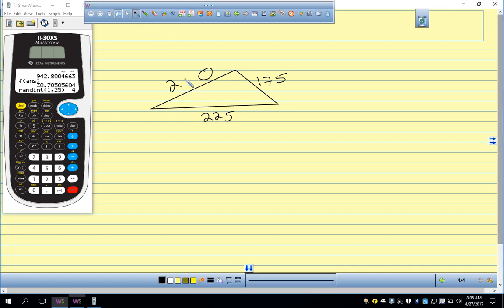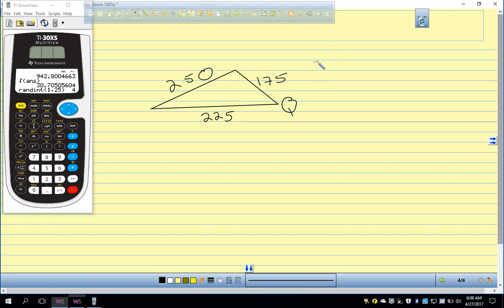250. Okay? And I'm going to call this find Q. This is Q over here. So if I'm setting this up, this one's a little more tricky when you're trying to find an angle. So here's the angle you're looking for. That's going to go on the right side of my equation. This is going to go on the left side of my equation.